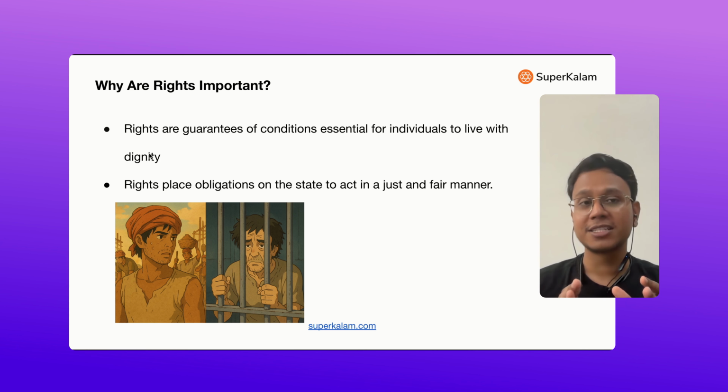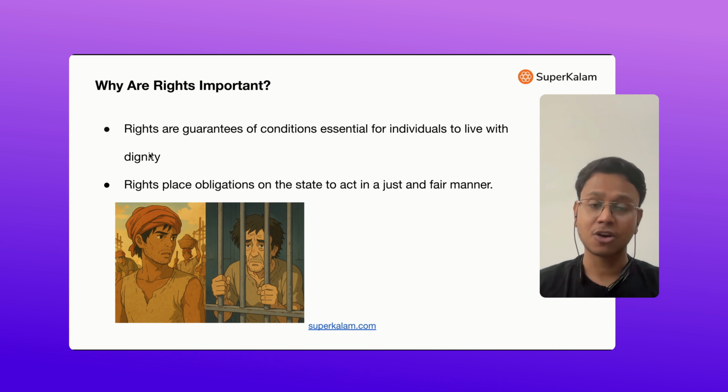Now with this story you must have understood that the rights of workers in this case, or rights in general, are very important for a dignified life. That's the basic definition of rights in itself. As I have written from NCERT, rights are guarantees of conditions essential for individuals to live life with dignity. So a dignified life is the basic essence of rights.